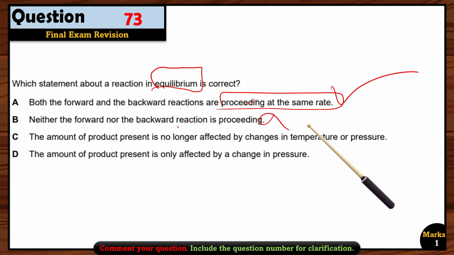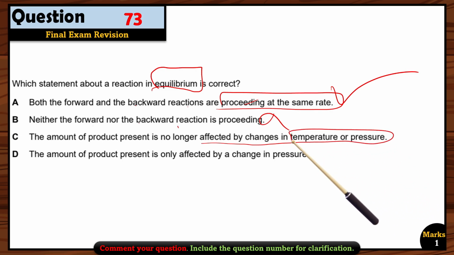The amount of the product present is no longer affected by changes in temperature or pressure. Wrong. You can change the position of the equilibrium by changing some factors. And there are three factors. One is temperature, the other one is pressure, and the third one is concentration. Okay? Not a catalyst. Sometimes the students get confused. They think that a catalyst can also change the equilibrium position. That's wrong. They get confused with rate of reaction. Rate of reaction is a different thing. Equilibrium position is a different thing. I will explain to you in the next questions.